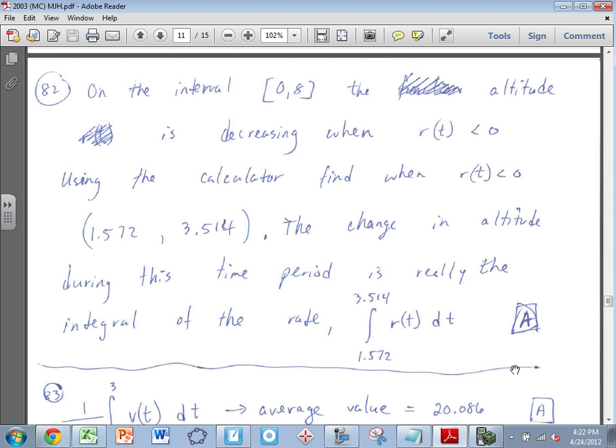Next, which of the following expressions gives the change in altitude during the time the altitude is decreasing? When is the altitude, or when is the rate of change, or when is the original function going to be decreasing? If the derivative is negative. So what I need to do is start by plotting this and find out when the derivative function is negative. So let's take a look.